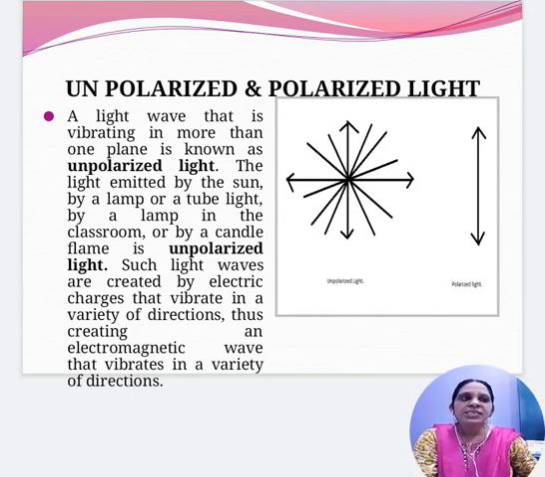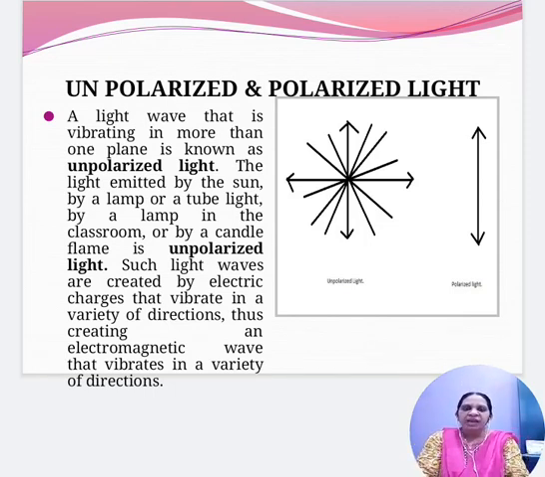What is the nature of these electromagnetic waves which are generated? A light wave that is vibrating in more than one plane is known as unpolarized light. We have two types of light. Light can be classified as polarized and unpolarized. What is unpolarized light? What is polarized light?